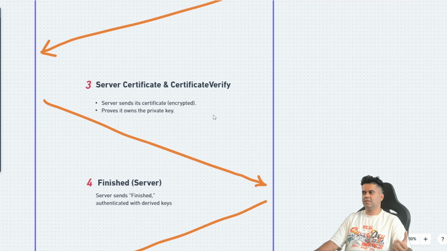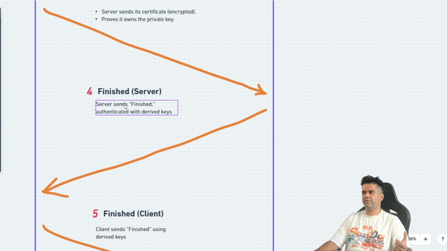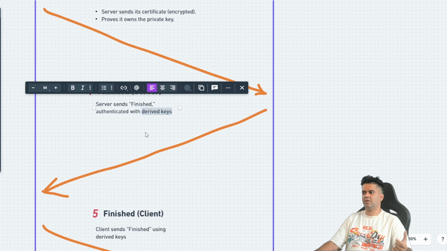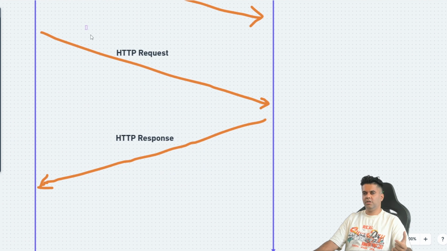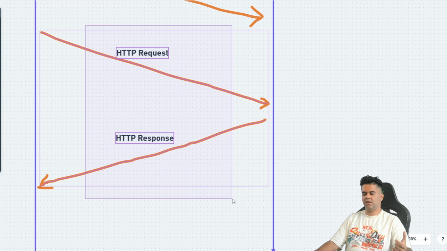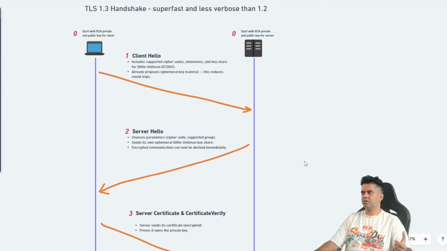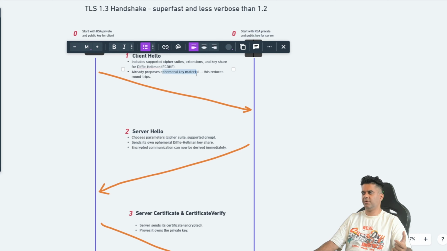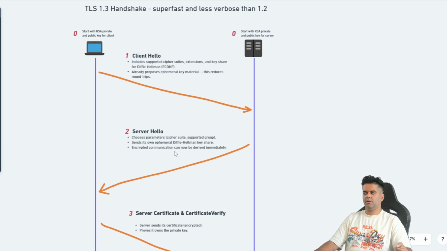The server sends its certificate and proves its own private key. And the server sends a finished message authenticated with the derived key. The client also sends a finished message using derived keys. And now the usual HTTP request and response communication can continue between both the parties. So as you can see, this reduces round trips because it's sending the ephemeral key material in the beginning itself in the client and server hellos, thereby making it fast and less verbose.